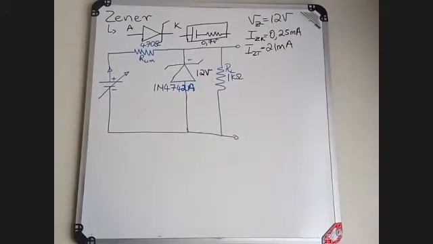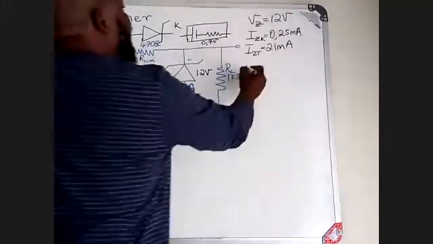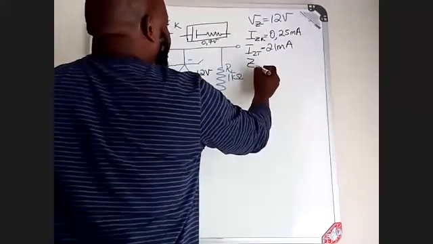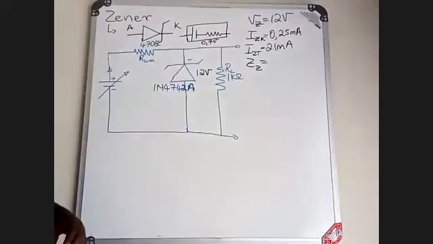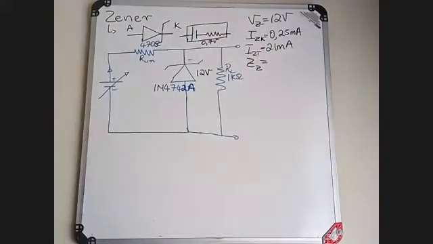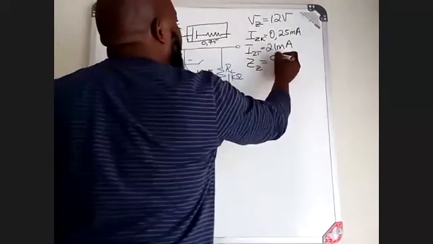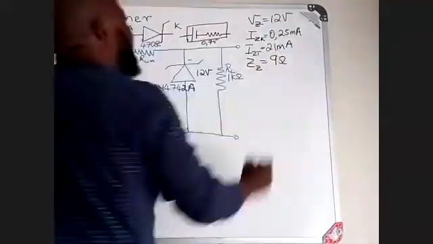Then you check again, what is your Zener impedance, your ZZ? Your Zener impedance in this parameter is going to be 9 ohms. So my Zener impedance is 9 ohms.